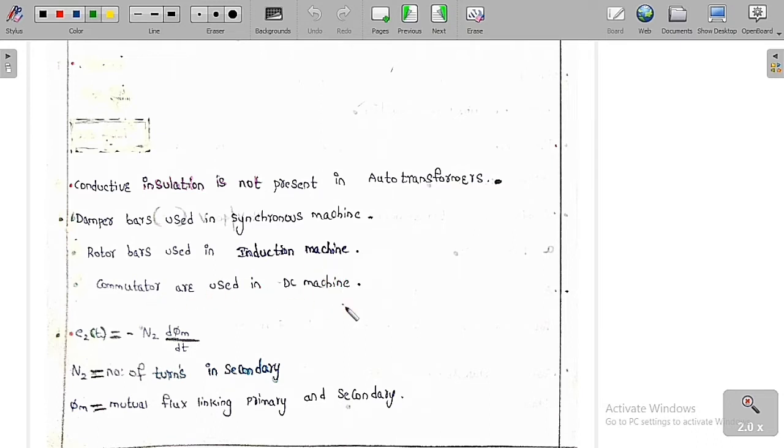I already told this in a detailed manner. So damper bars we are going to use in the synchronous machine, the rotor bars we are going to use in the induction machine, and the commutator we are going to use in the DC machine.